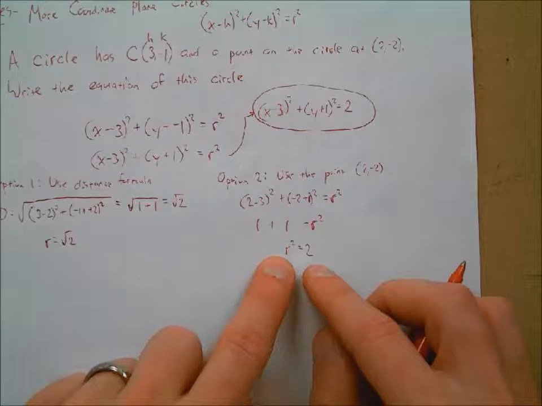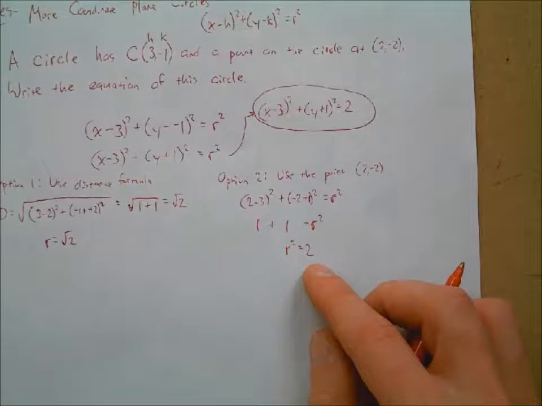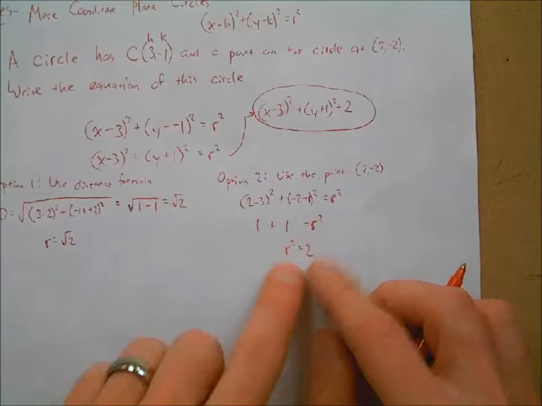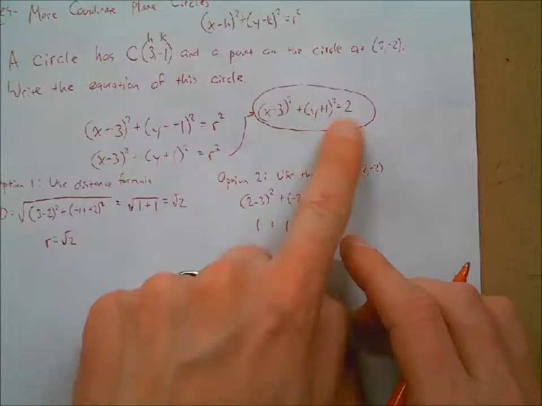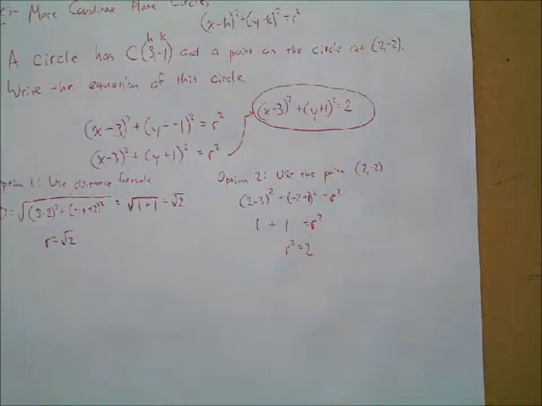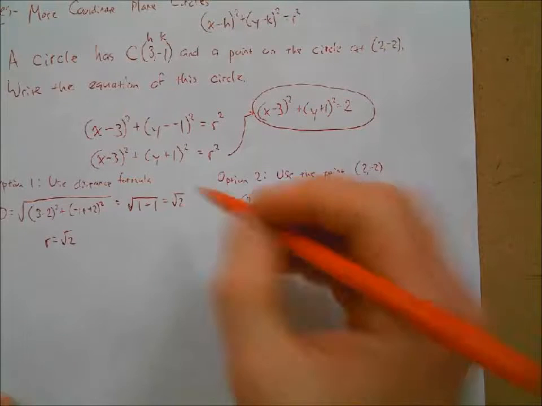It's not necessary. I mean, you could if you wanted to and say, aha, the radius is going to be the square root of 2. But we only need r squared, so we need to substitute in for r squared there. Boom, there it is. It's 2. So 2 options. You can either use the distance formula between the center and the point on the circle, or use the point in the equation to help you solve for the radius. Your choice there.